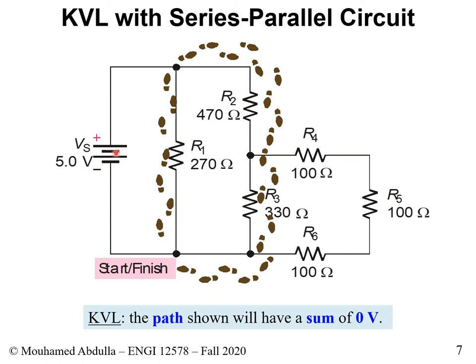So no matter which closed path you take within the circuit, you will have zero. So this loop will add up to zero, this loop, the voltages will add up to zero. If I take the outer loop, the voltages will add up to zero. If I take this one inside these two loops, it will add up to zero. If I take this one with the exterior loop like this, it will add up to zero. This is an interesting reality of how KVL operates with a series parallel circuit. And I think it could be useful if you do analysis with these sort of circuits.